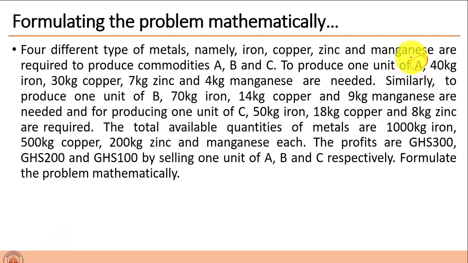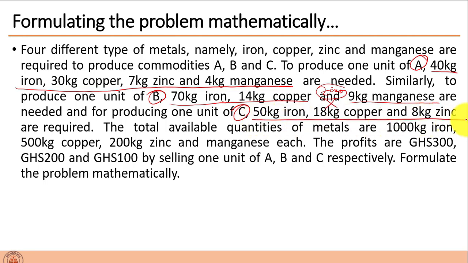Let's take all this and write it here, because we will need to come back to these numbers. Similarly, to produce B, we need 70 kilograms of iron, 14 kilograms of copper, and 9 kilograms of manganese. That means zinc is missing, it's not needed here. Then for product C, we need 50 kilograms of iron, 18 of copper, and 8 kilograms of zinc. Manganese is not needed in this one.